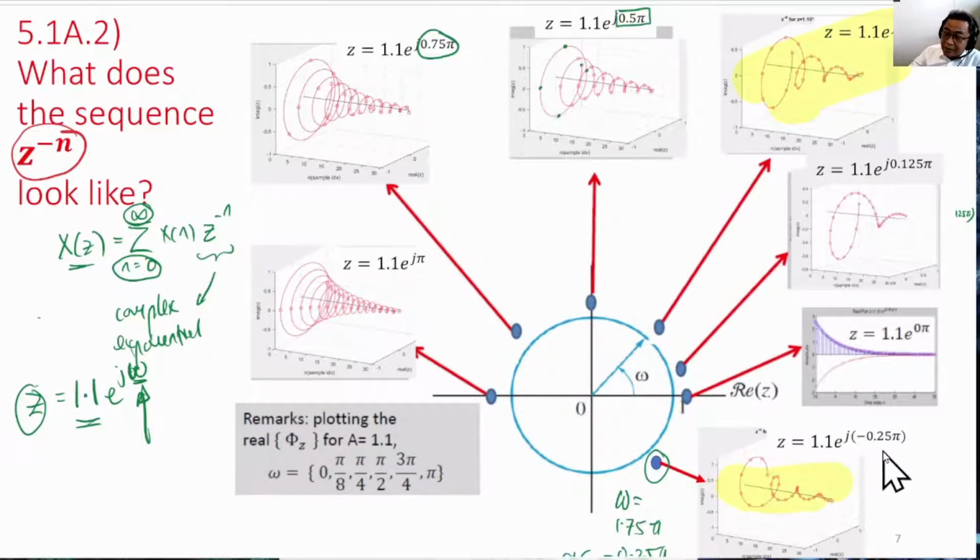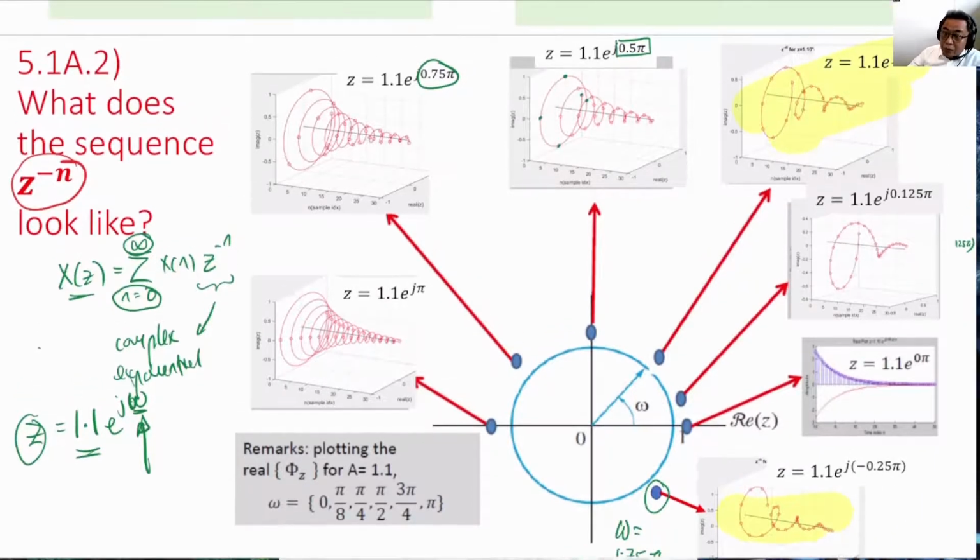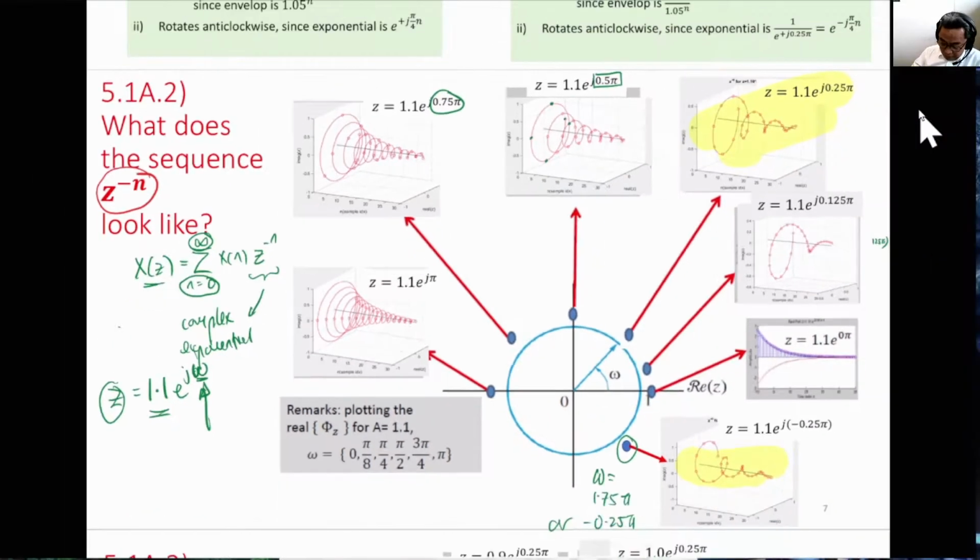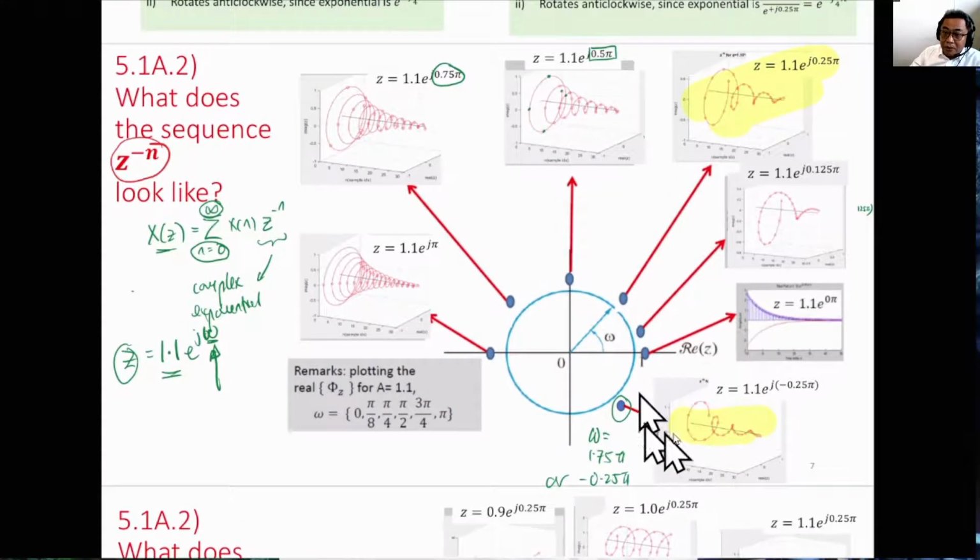This is a negative angle, 1.1 e^(-j0.25π). Notice the difference. Over here, it is rotating clockwise. Over here, it is rotating anti-clockwise. And they are decaying at the same rate. So this figure here shows the relationships of the complex exponential at different positions in the complex plane.